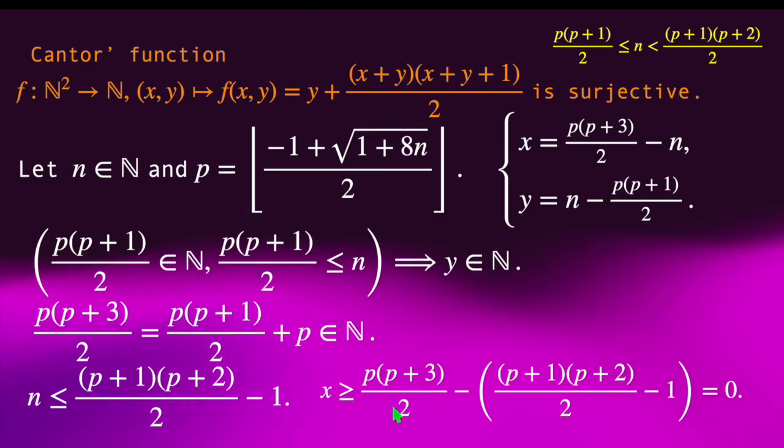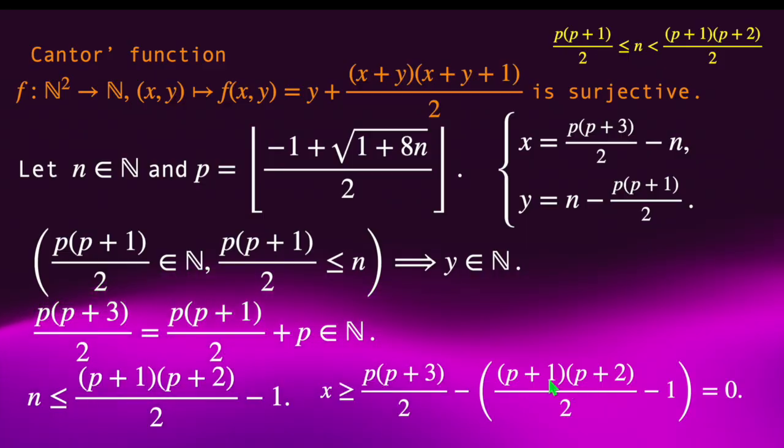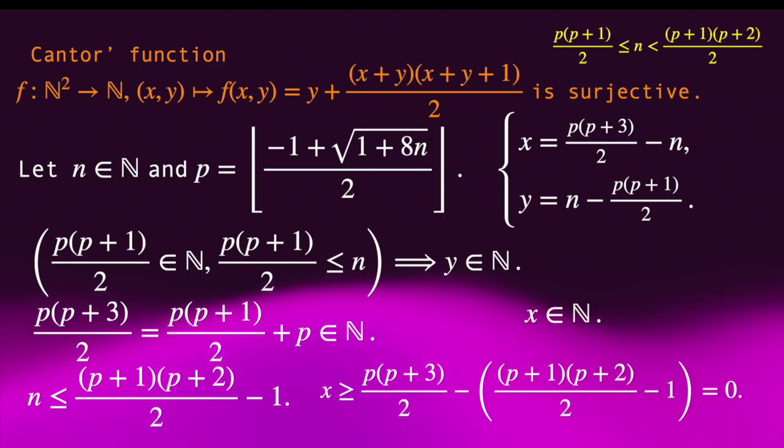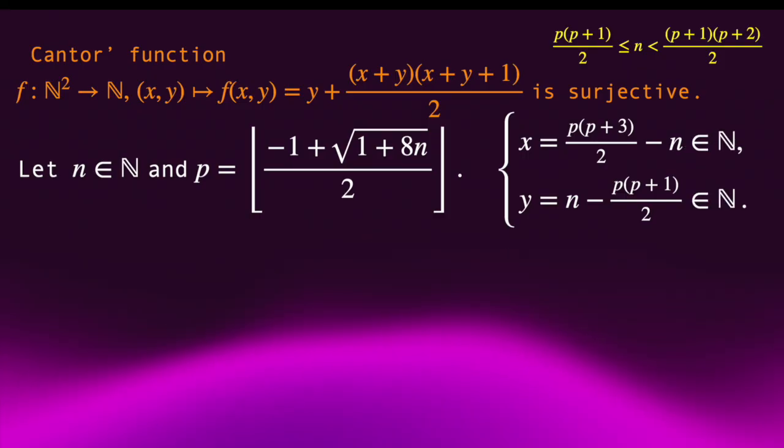And if you compute this quantity, you get 0, because you have p² minus p², 3p minus 3p, and here we have 2 over 2 is 1, 1 minus 1 is equal to 0, and we have x is positive. So we have shown that actually x and y are natural numbers.